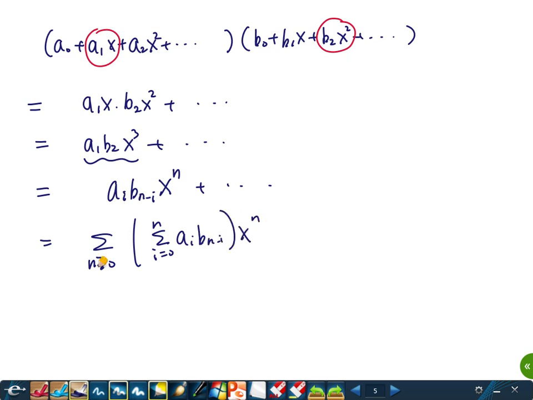So when you multiply two generating functions, just select one term and multiply them. This is how we multiply two polynomials, and this generalizes nicely to formal power series. This is all we need to do, basically. Question?